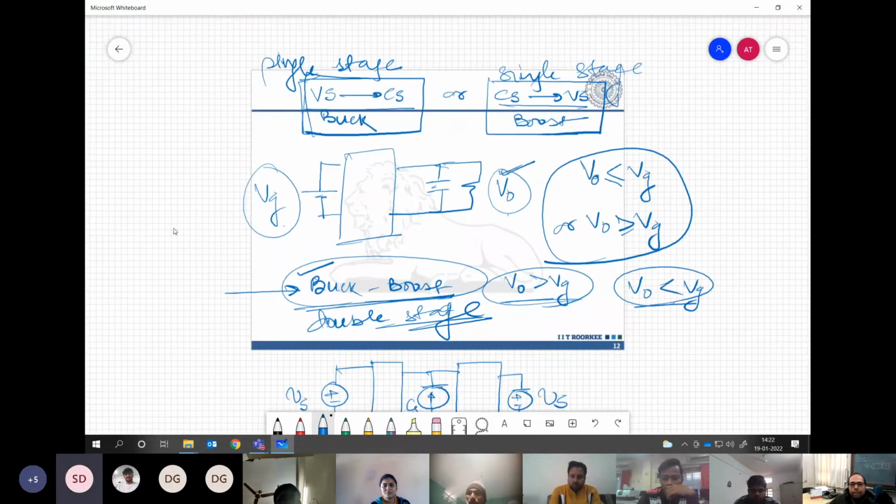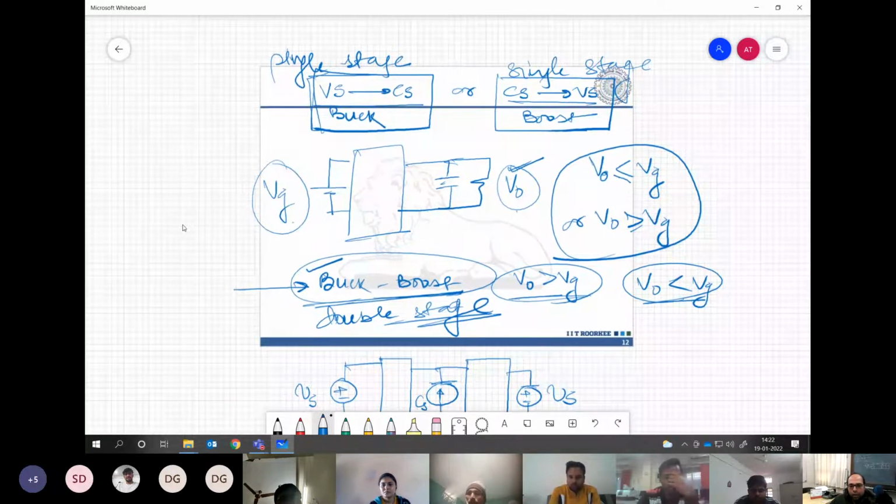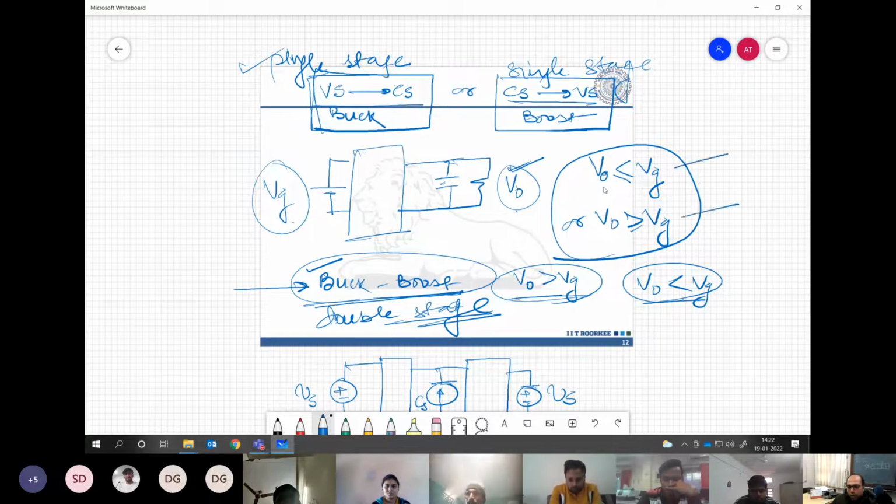Clear? Yes, sir. So whatever we have seen so far is what we call single stage power conversion, where we have power transfer either from the voltage source to the current source or from the current source to the voltage source. In either case, we have only two possibilities: either the output voltage can be less than the input voltage or it can be more than the input voltage. There is no third possibility.